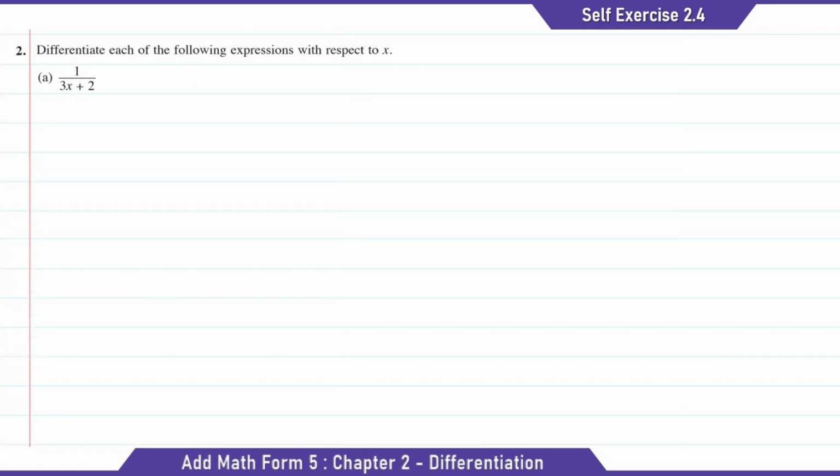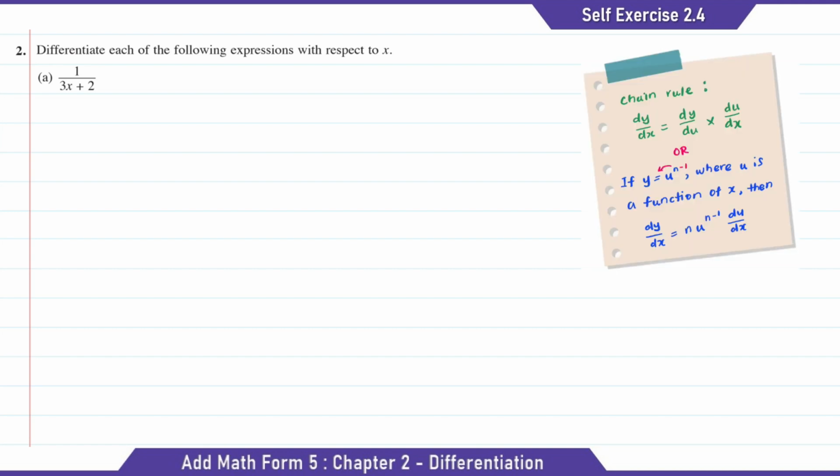Question number 2. Differentiate each of the following expression with respect to x. A. 1 over 3x plus 2. So here we're going to differentiate this according to the law of indices, for example, 1 over a to the power of n is equal to a to the power of negative n. So for question A, the whole thing 3x plus 2 here is to the power of 1. Therefore, I can also write this as bracket 3x plus 2 to the power of negative 1.